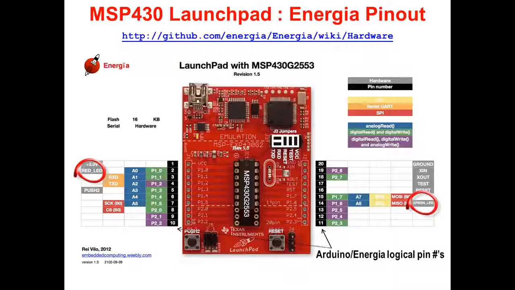Most of what we're going to be looking at is the red LED and green LED, which are circled on this one, and Push 2, which I didn't circle, but that's connected to pin 5. Those are the three that we're going to use most often. Okay, with that, let's move on and look at the tools.